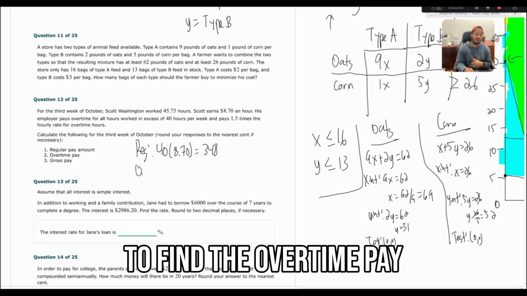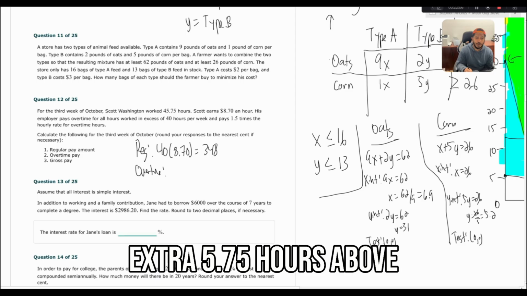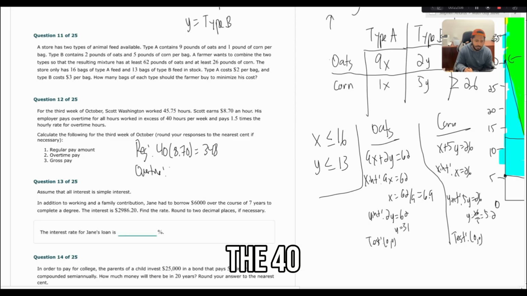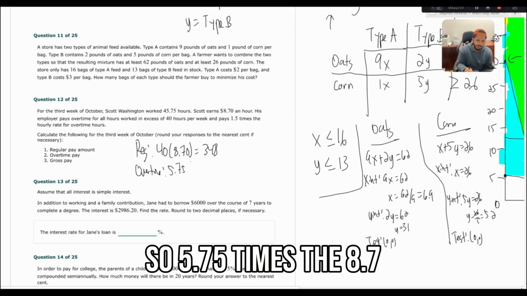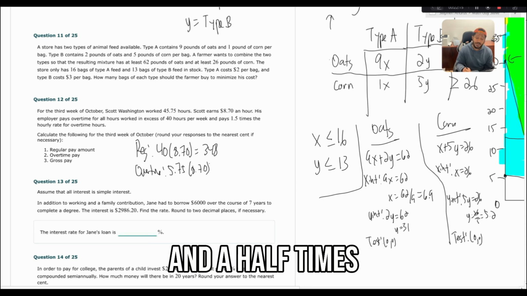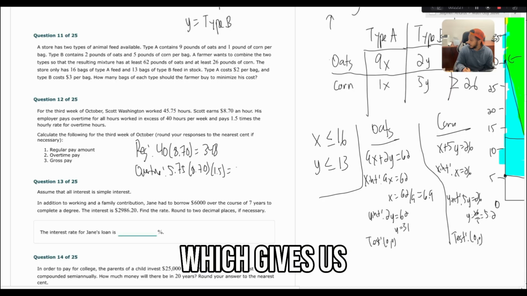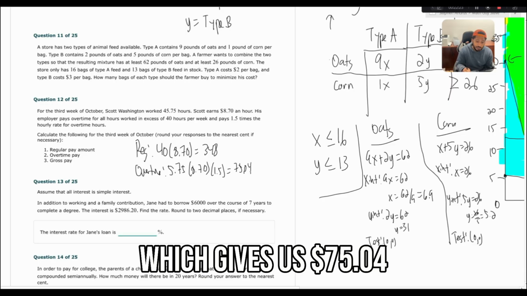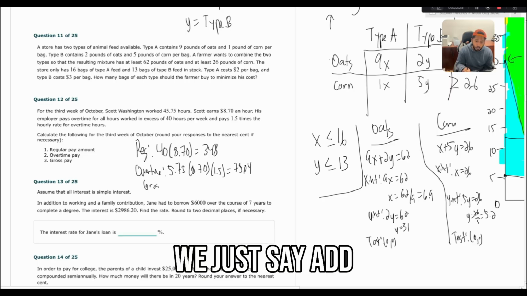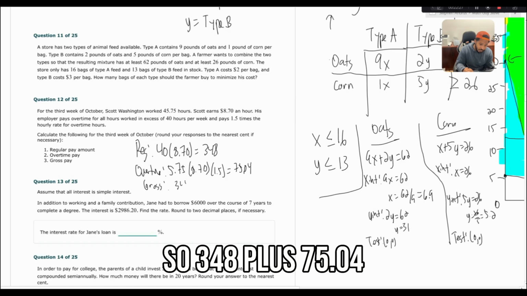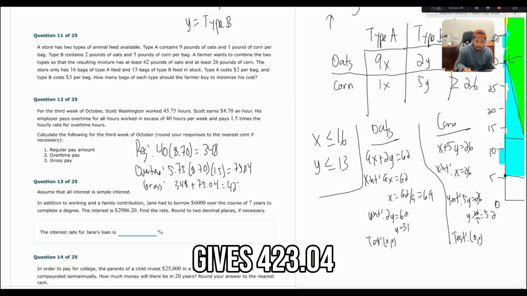To find the overtime pay, he worked an extra 5.75 hours above the 40. So 5.75 times the 8.7. But again, he gets paid 1.5 times for overtime, so times 1.5, which gives us $75.04. And to find the gross, we just add these two. So 348 plus 75.04 gives 423.04.